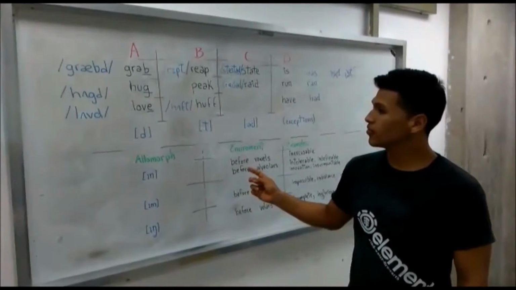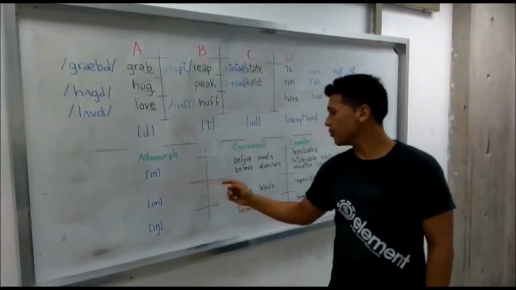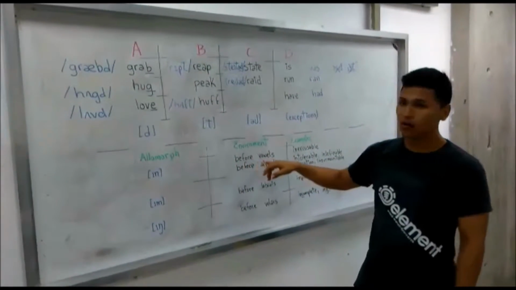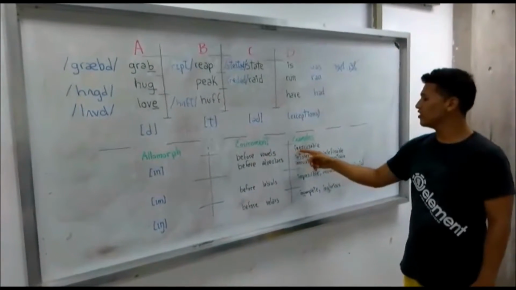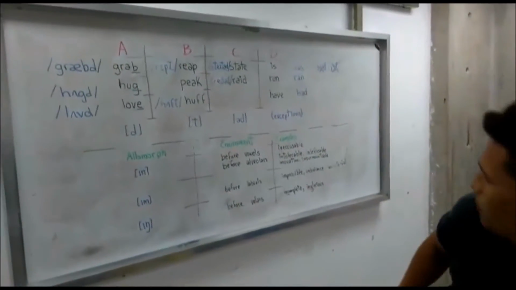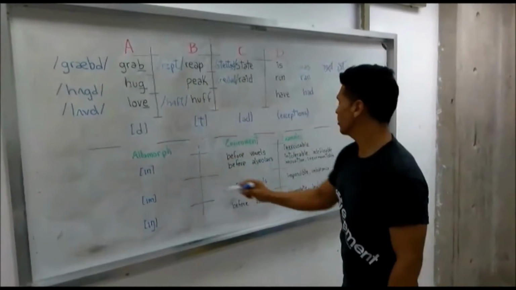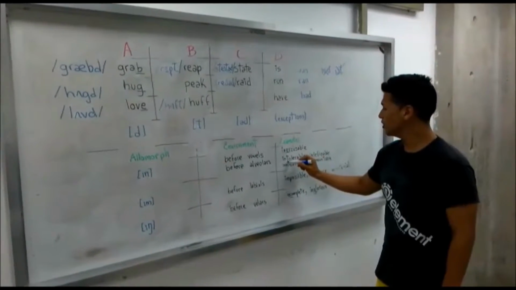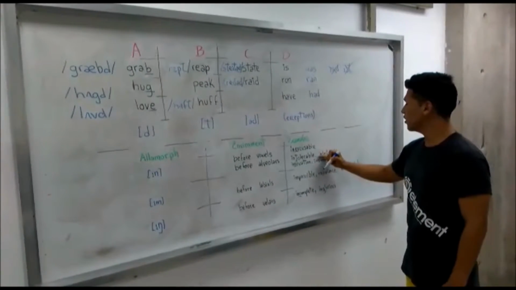We have an allomorph in the prefix in-, and that depends on the environment, for example, before vowels or before alveolars. Before a vowel, we have inexpressible. The sound is a vowel, and we have to pronounce the sound. Before alveolars, we have the sound t.